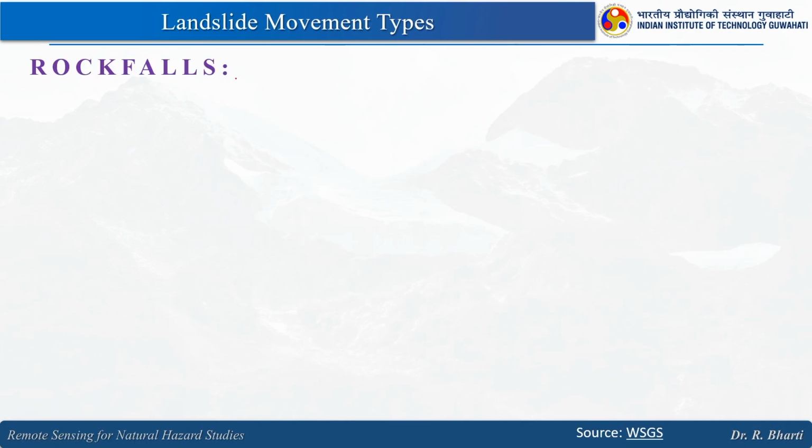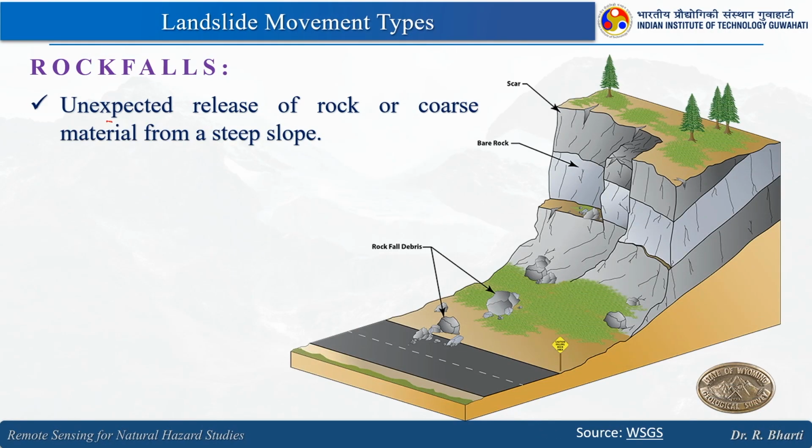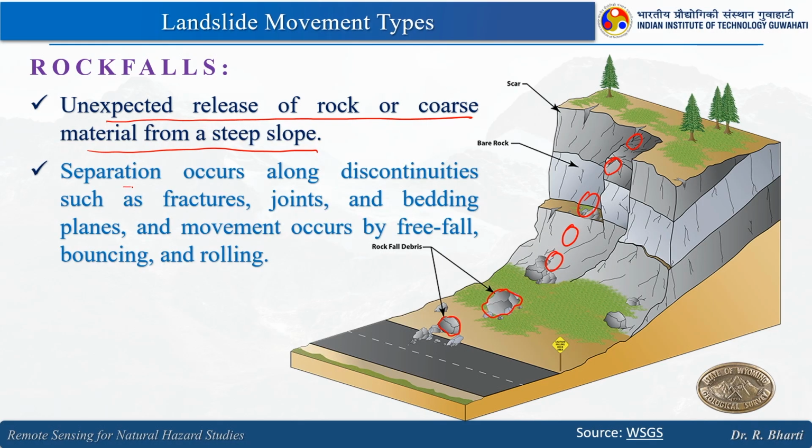Now we will see rock falls. This is the unexpected release of rocks or coarse material from a steep slope. Here you can see these rocks, or fragments of rock, coming down. Separation occurs along discontinuities such as fractures, joints and bedding planes, and movement occurs by free fall, bouncing and rolling.